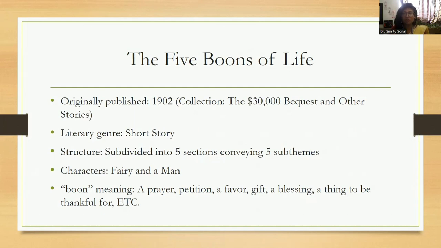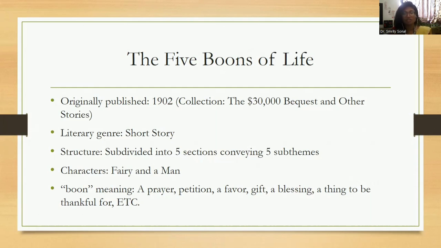And the whole structure is divided into 5 sections, each of which talks about a chapter and a theme in itself. And the main characters are only two, the fairy and a man, who might represent every common man. Now, the most significant thing to know in this short story is what boon means, because it talks about the 5 boons of life.